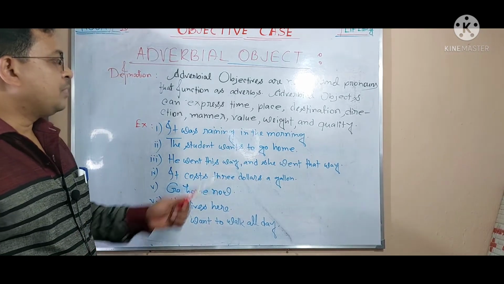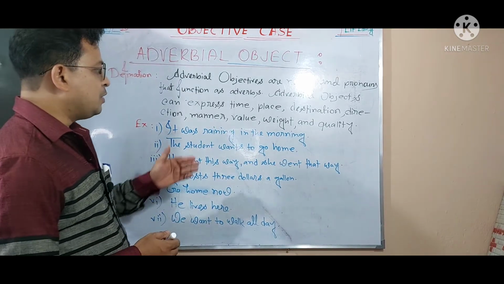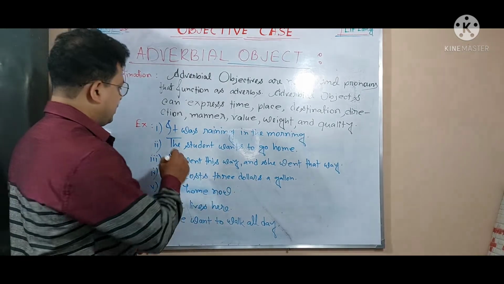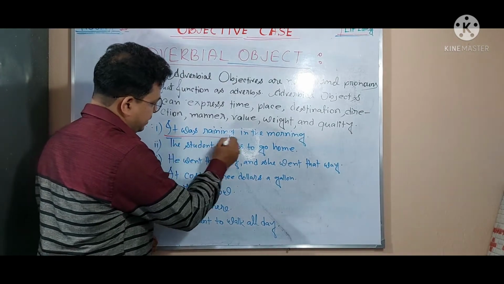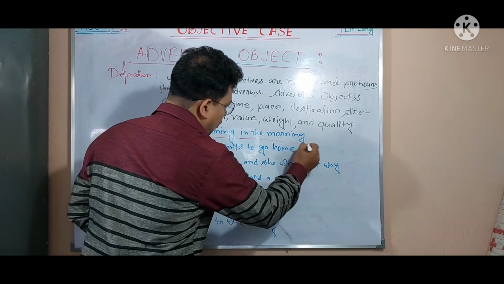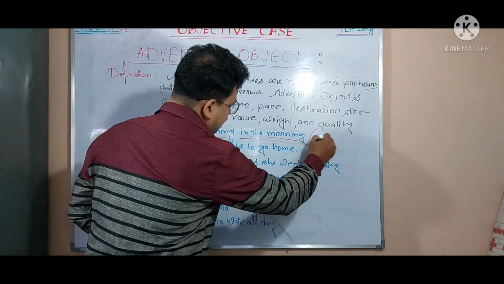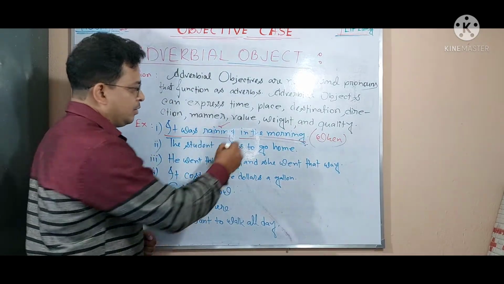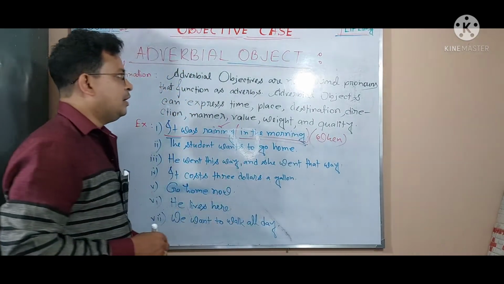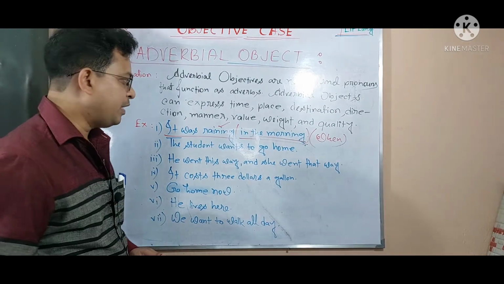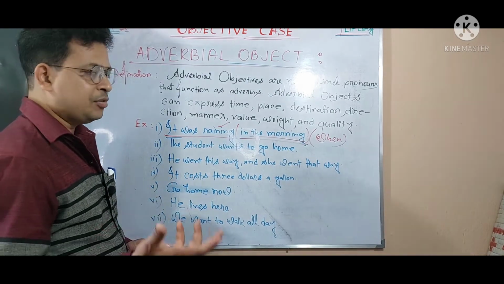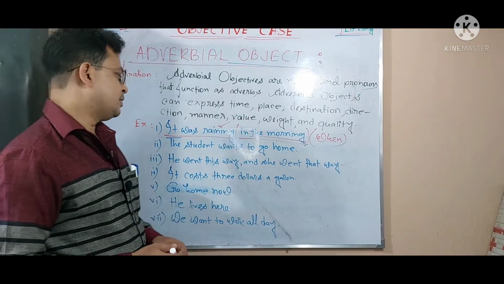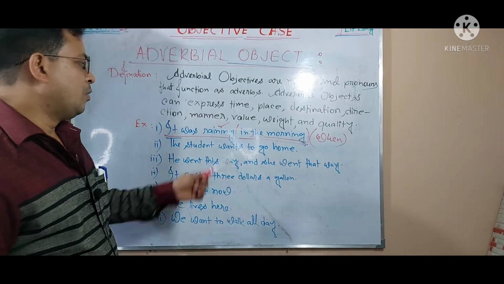So what for? You will ask here: it was raining in the morning. So there is another example. It was raining, past continuous tense, when? In the morning. So you are asking the verb "when" in the morning. This is an adverbial object because it is clarifying time. So in the morning, you have to ask the verb when.